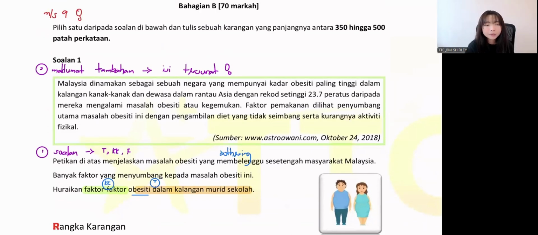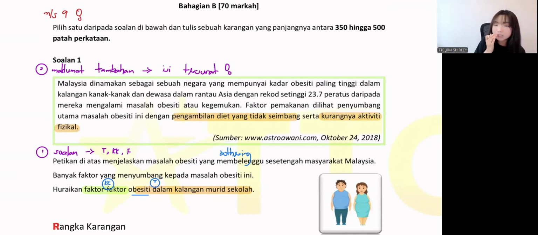Okay, maklumat tambahan. To check is there any points that is related to the factor of the obesity. Malaysia dinamakan sebagai sebuah negara yang mempunyai kadar obesity paling tinggi dalam kalangan kanak-kanak dan dewasa dalam rantau Asia. Oh my gosh. Dengan rekod setinggi 23.7% daripada mereka mengalami obesity atau kegemukan. Faktor pemakanan dilihat penyumbang utama masalah obesity dengan pengambilan diet yang tidak seimbang serta kurangnya aktiviti fizikal.